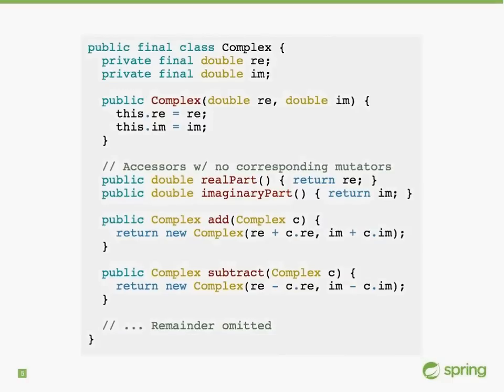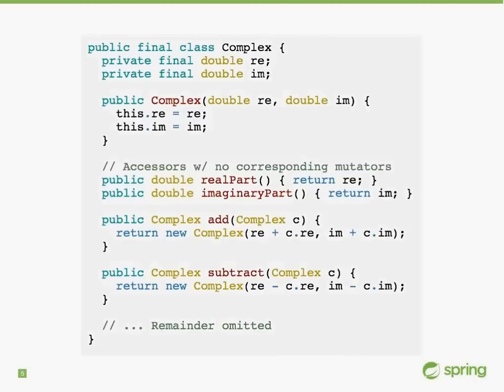So here is an example of an immutable class that follows the recipe. It represents an instance of the complex number. So if you remember maybe from your basic algebra classes, this idea of a number that has a real and an imaginary part. And so that's what this class represents. And we can walk through and go through the recipe in our mind.